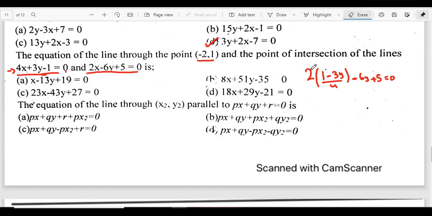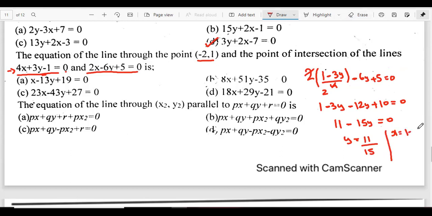I'll rub this just so. Finally, I have 1 minus 3y. Basically, I've just taken the LCM and I've got 2 minus 6y plus 5y equals 0. Then x is (1 minus 3y) divided by 4. That would be 11 by 5 over 4, 20. Okay. So we are getting such values.